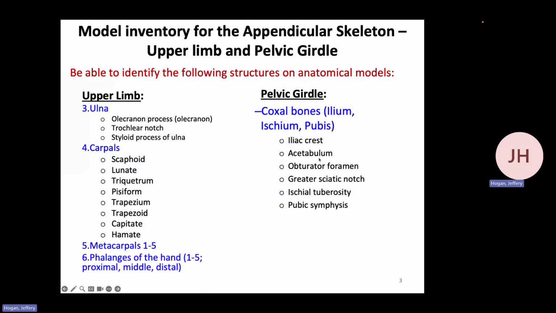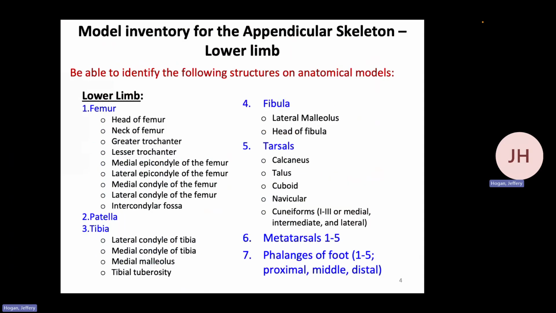Same thing with the coxal bones. We're going to name the 3 bones that fuse together to form the os coxa, talk about some features there. The femur, patella, tibia, fibula, the tarsal bones, right? We have several of those again, and then metatarsals and phalanges. So again, 5 metatarsals and 14 phalanges on each foot.